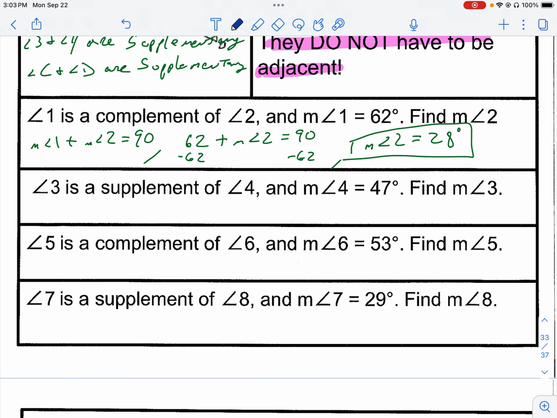Let's do a supplement now. Angle 3 is a supplement of angle 4, so that means their measures add up to 180 degrees. And the measure of angle 4 is 47, so I can substitute that. So the measure of angle 3 plus 47 equals 180. Subtract 47 from both sides, and I get the measure of angle 3 equals 133 degrees.